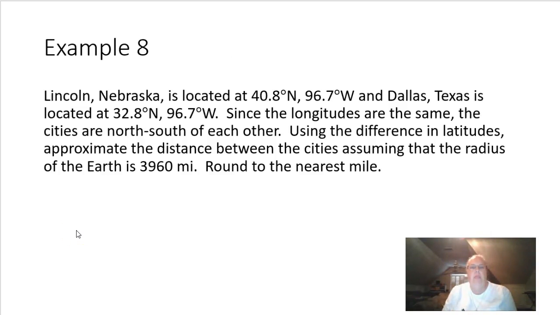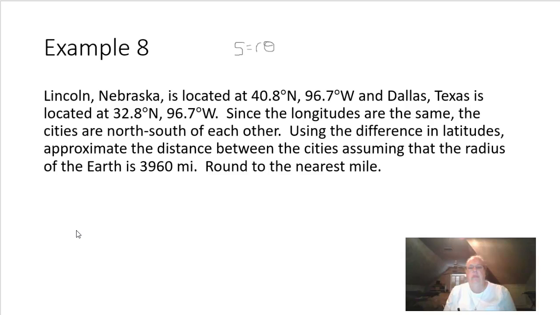Example 8. Lincoln, Nebraska is located at 40.8 degrees north, 96.7 degrees west. And Dallas, Texas is located at 32.8 degrees north, 96.7 degrees west. Since the longitudes are the same, the cities are north and south of each other. Using the difference in latitudes, approximate the distance between the cities, assuming that the radius of the Earth is 3,960 miles, and we're going to round to the nearest mile. Now, believe it or not, we are going to use this S is equal to R times theta formula because the Earth is spherical in shape.